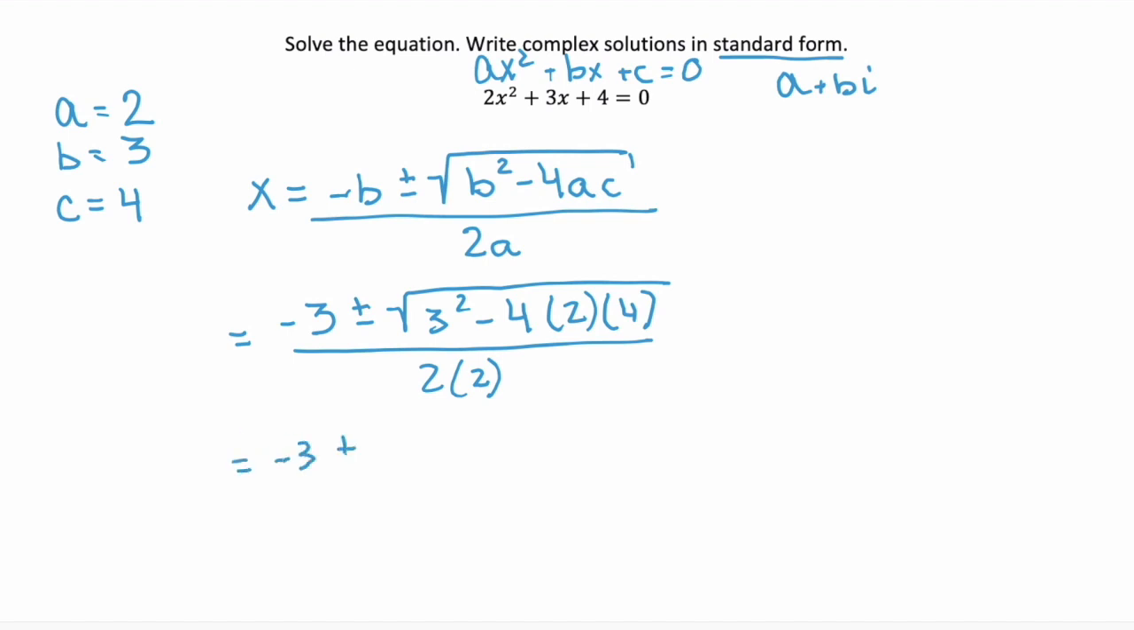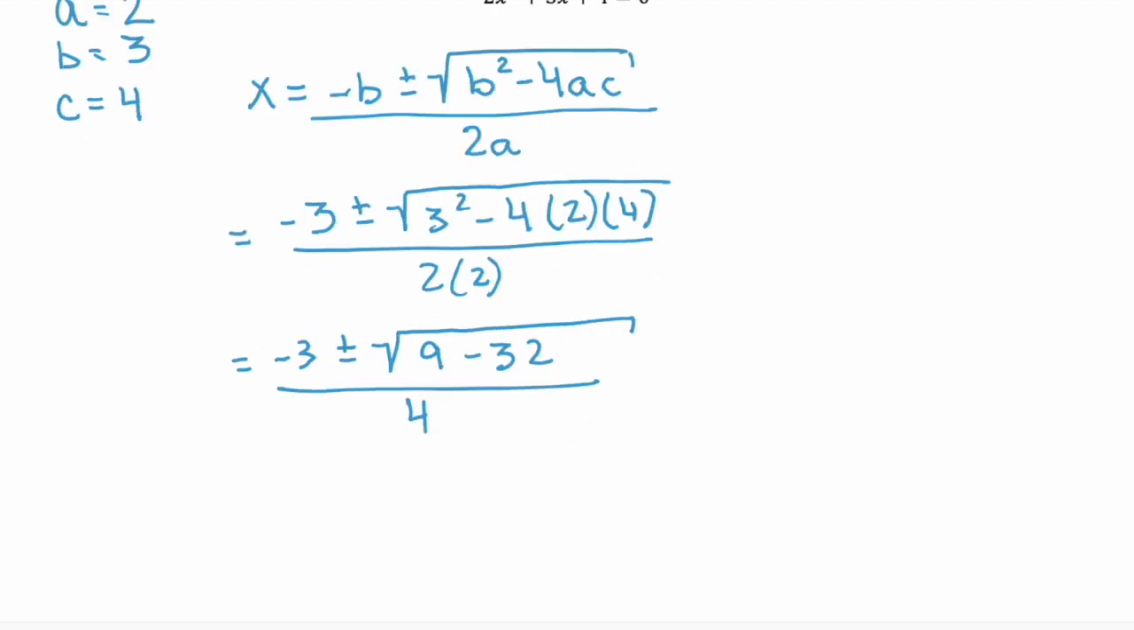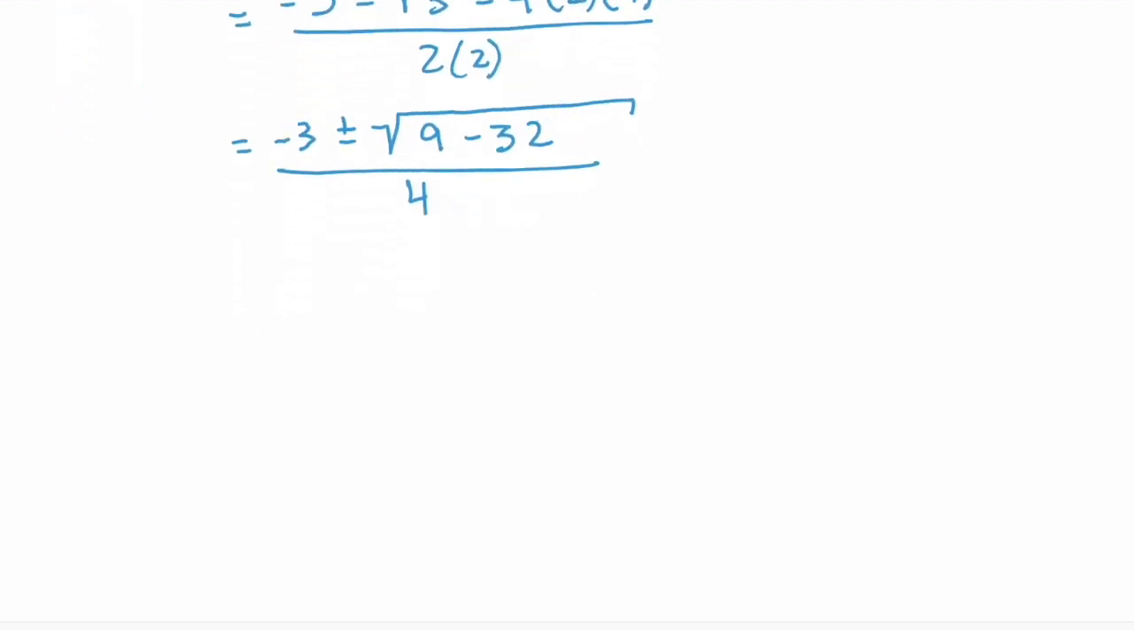Negative 3 plus or minus, that radicand becomes 9 minus 32, and our denominator is 4. Now we need to simplify that radicand a little bit more. We have negative 3 plus or minus the square root of negative 23. Well, that's going to be an imaginary number, right?